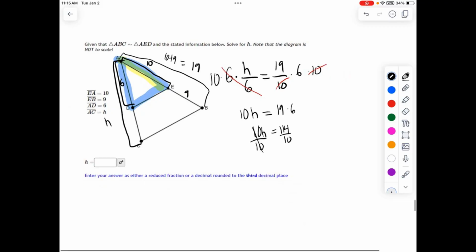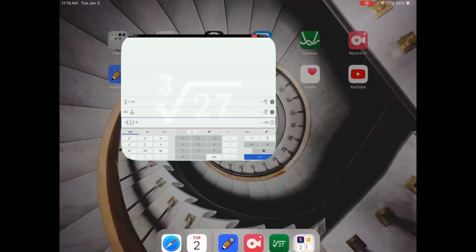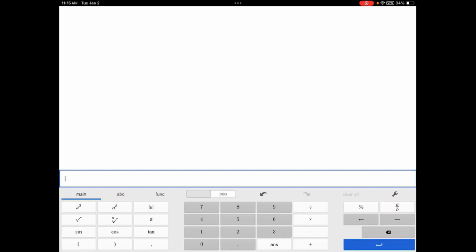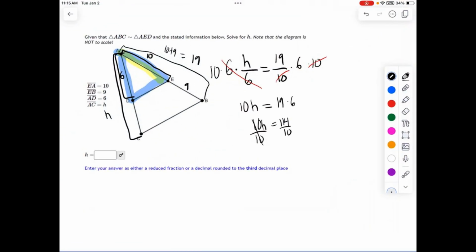Which is going to simplify to... I'm blanking on this one. Let's just plug it in here. 114 over 10... 57 fifths. Oh, duh, it's divisible by 2. So 57 fifths is the final answer.